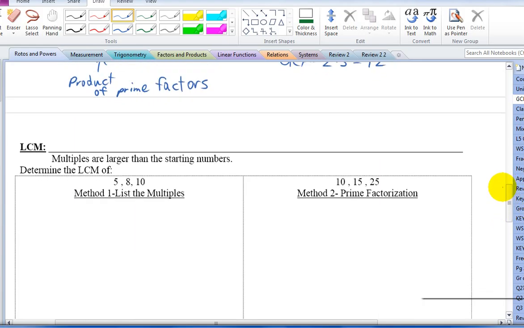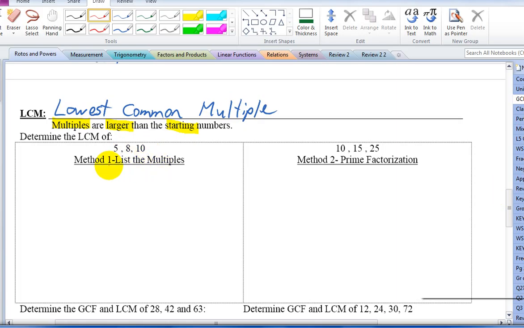Okay, turn over. So the LCM stands for the lowest or least common multiple. And the key vocabulary word there is multiple, because multiples are larger than the starting numbers. So for example, list the multiples of 5, 8, and 10. Multiples of 5 would be 5, 10, 15.